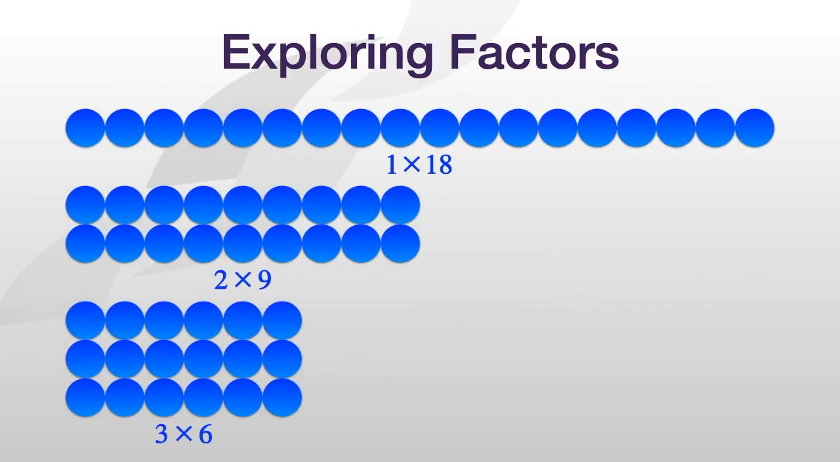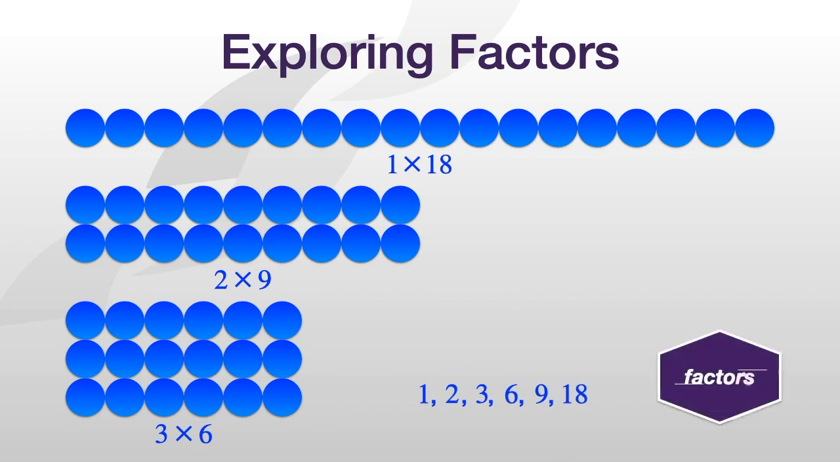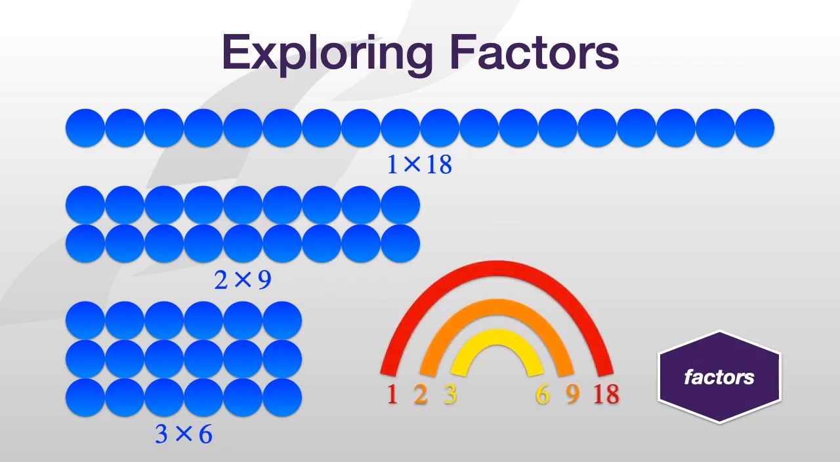The dimensions shown, 1, 2, 3, 6, 9, and 18, are the numbers that divide 18 without leaving a remainder. These numbers are called factors. A factor rainbow can be helpful to make sure that no factor has been missed. Notice that factors come in pairs. Like we did with multiples, we can solve problems that involve finding factors of 2 or more quantities.